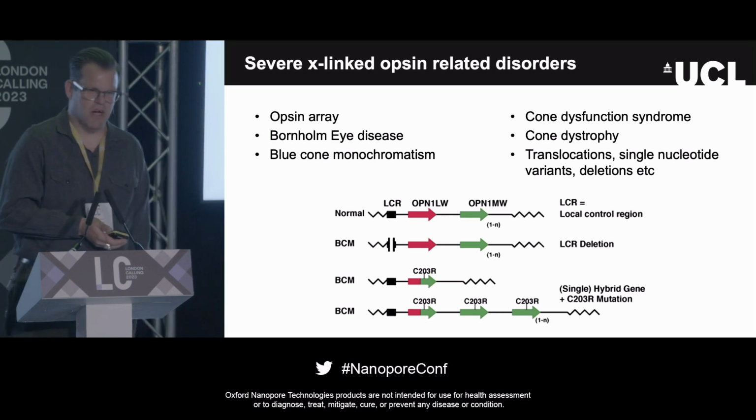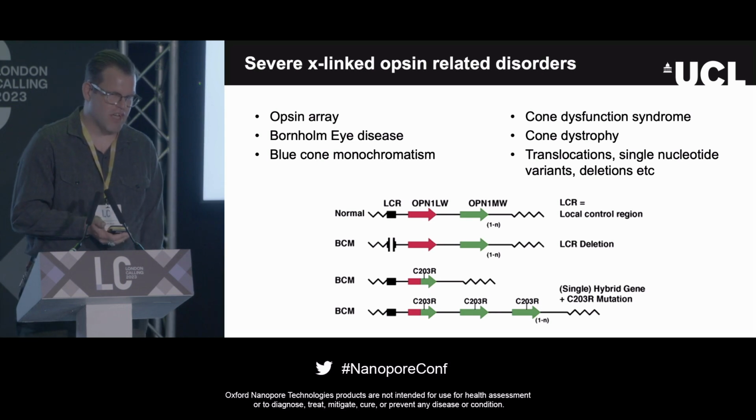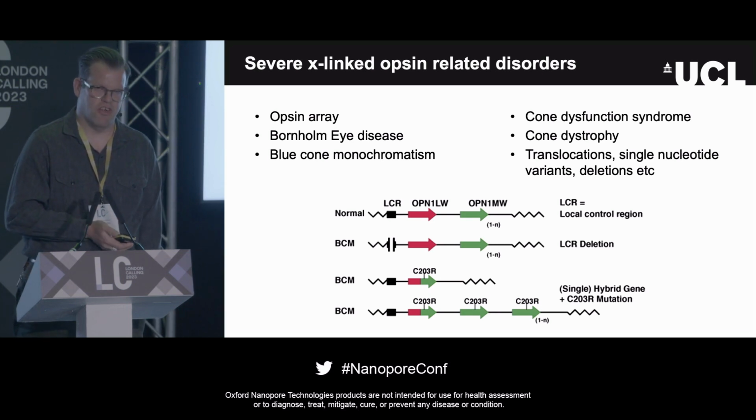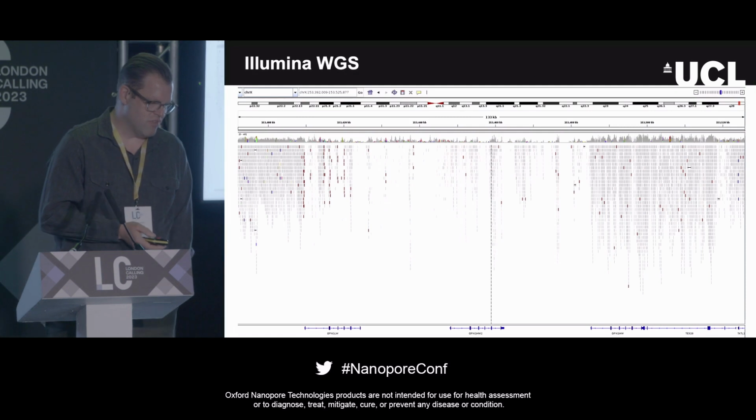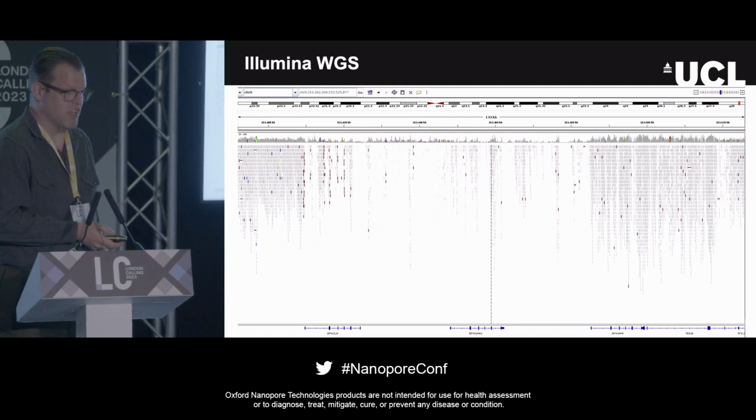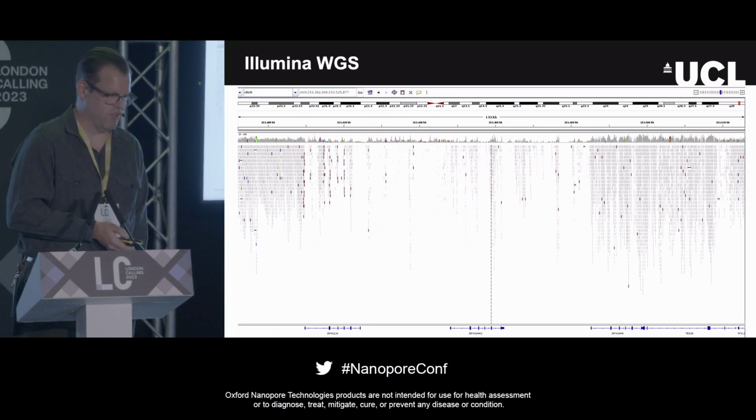There can be up to 10 copies of the opsin genes in an array on the X chromosome. And what this means essentially is that when we try and sequence this region with short read sequencing, we can't map any of the reads. It's a complete black hole for Illumina sequencing.